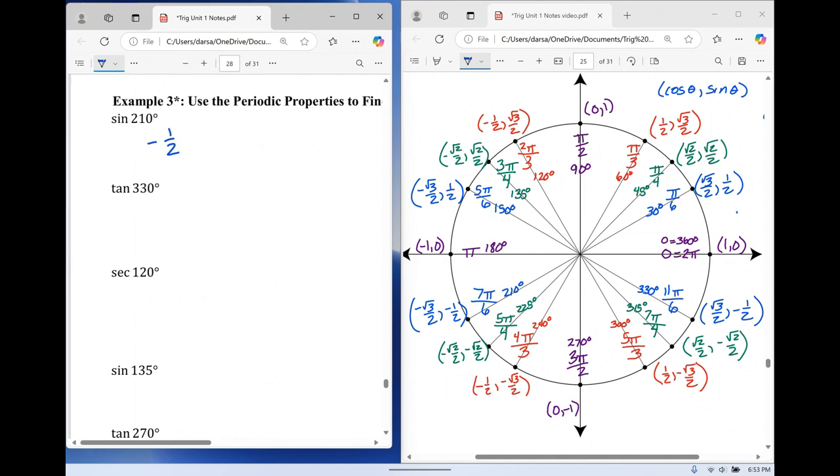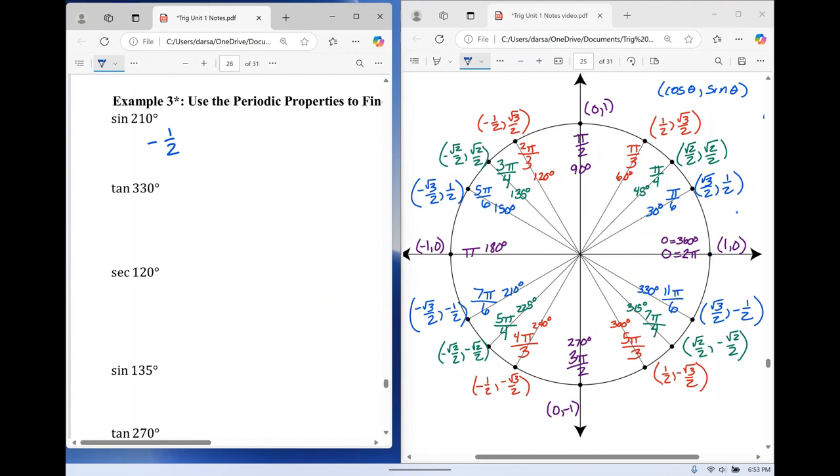What about the tangent of 300 degrees? This is a little bit tricky. So remember, tangent is sine over cosine. So we're going to do the y coordinate over the x coordinate. Over here on the unit circle, we will look at 330. The x coordinate is square root of 3 over 2. That's the cosine. And the sine is negative 1 over 2.